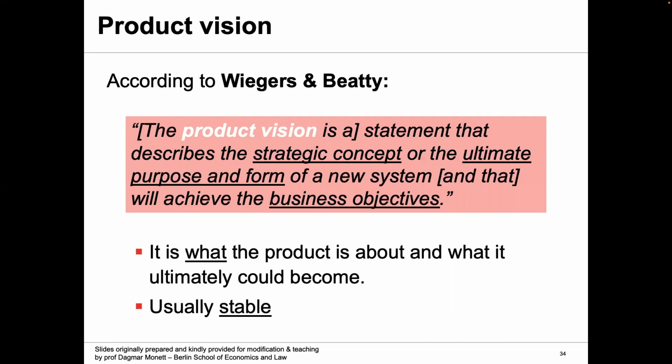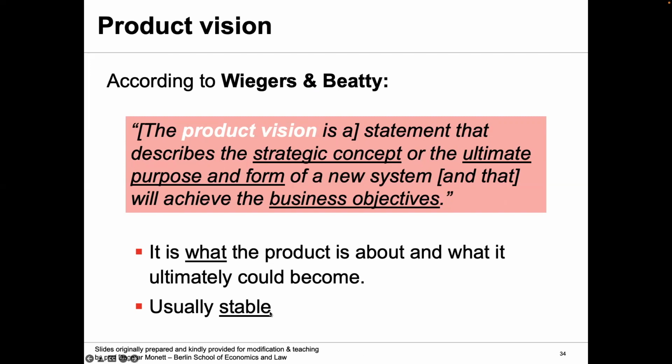And so the product vision is a statement that describes a strategic concept, the big picture level, or the ultimate purpose and form of a new system that will achieve the business objective. So for example, if it's an airline company who wants to automate their check-ins at the airport, they may say that we want to introduce this automated check-in system because we want to reduce the check-in time by this much percent in this much time frame. So you're lacing up your product vision with concrete numbers.